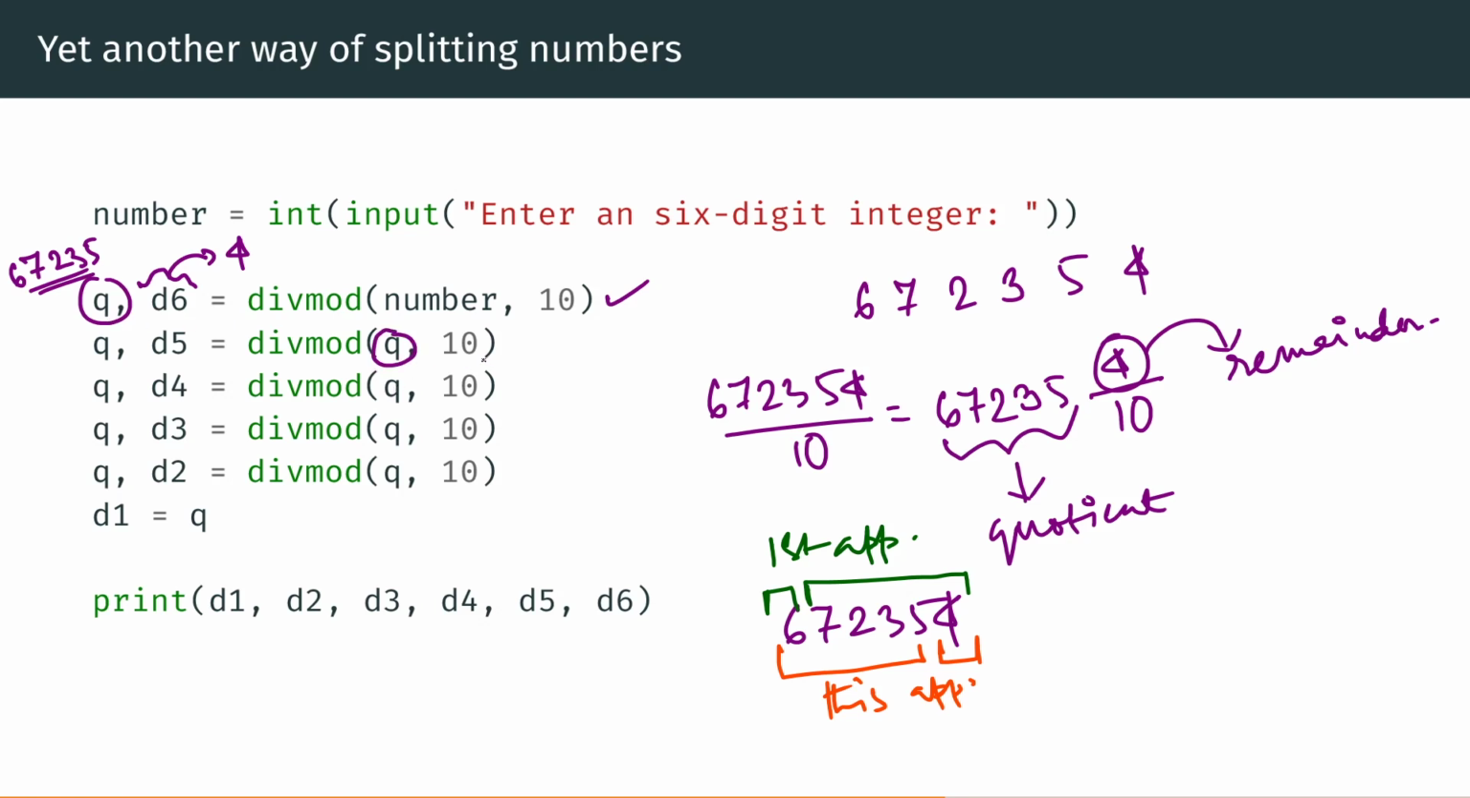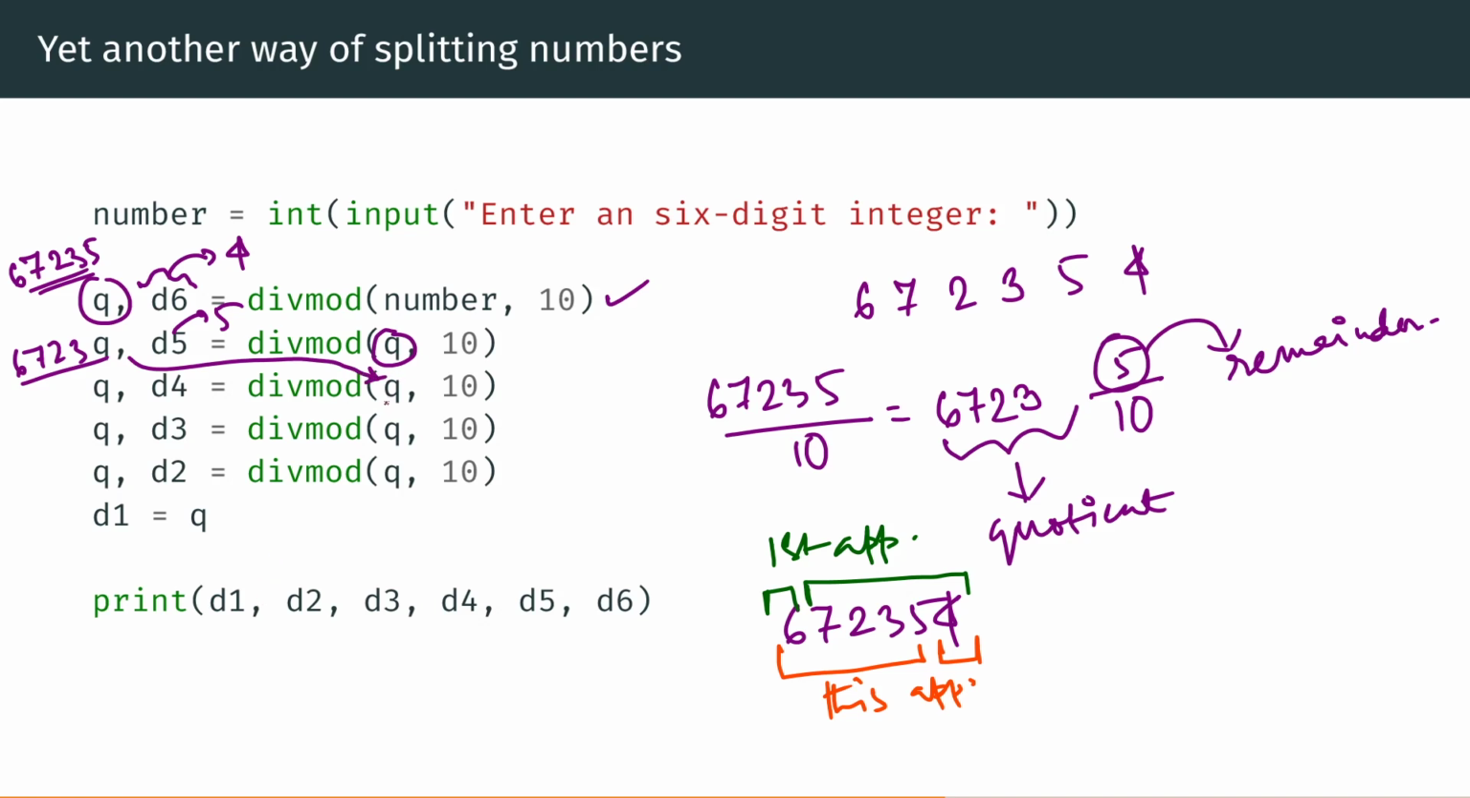Now this 6 7 2 3 5 stored in q would be used in the next statement, and we again divide it by 10, we again divmod it by 10. Essentially this is 6 7 2 3 5 divmod 10, which is 6 7 2 3 and then 5 over 10. So the quotient would be 6 7 2 3, and the remainder would be 5, and that 5 is stored in the variable called d5. This quotient is then sent to the next statement right here.